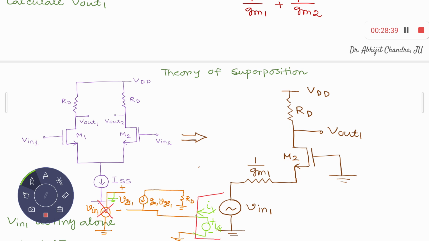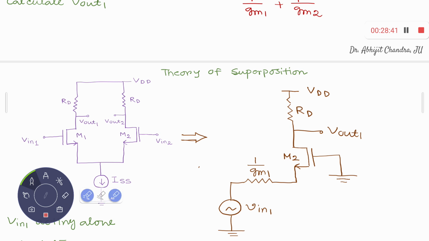So with this understanding, now let's come back to the original circuit. What I have, this part you can simply have this RD, and this part of the circuit is represented by means of its Thevenin equivalent resistance and Thevenin equivalent voltage. So what was that? You have V in 1 there and 1 upon gm1 there. Now the circuit looks somewhat easy to deal with.